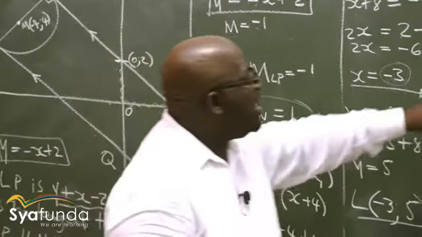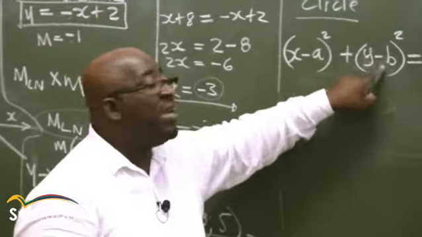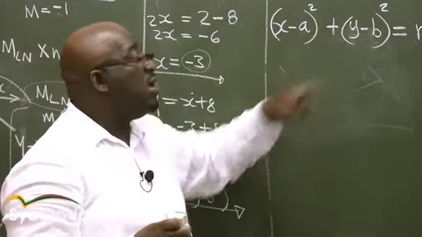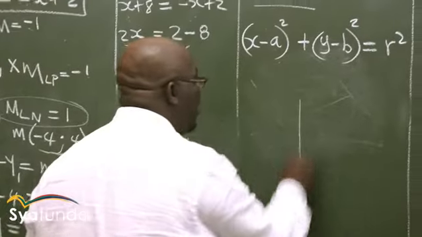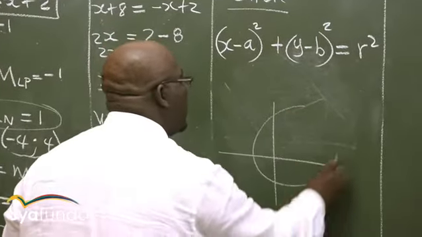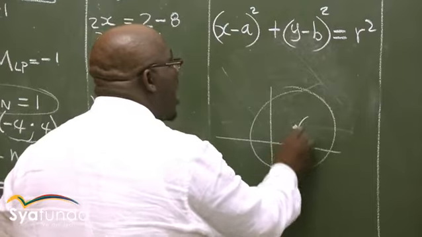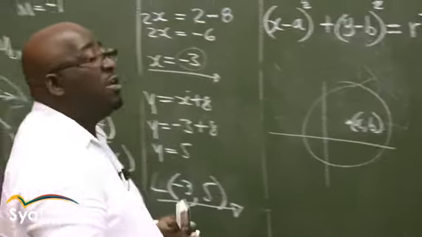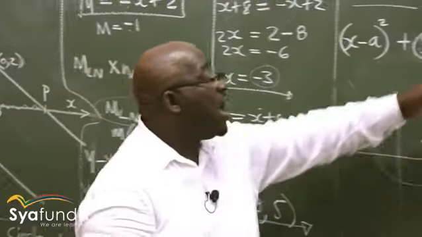But here, a and b are my coordinates of the center. These are the coordinates of the center. In other words, if I have a graph like this, these points here are A and B. These are the coordinates of the center, A and B. That's what we're looking for, as well as our r squared.